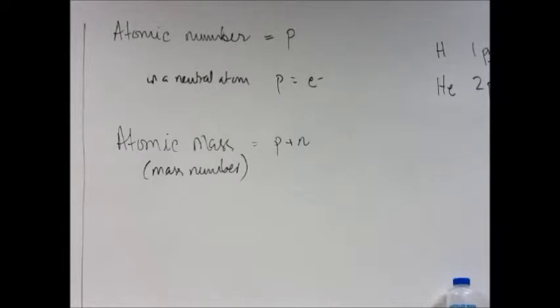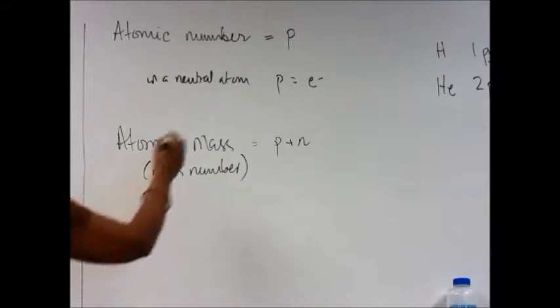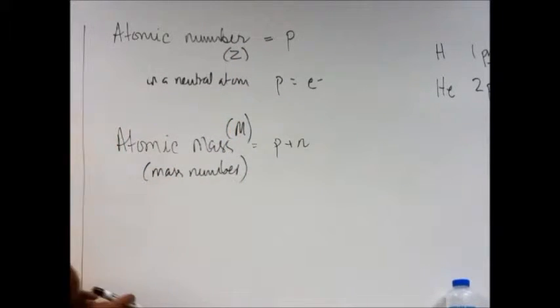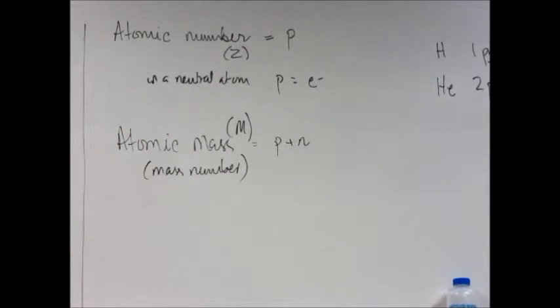So that is atomic number and mass number or atomic mass. Atomic number is given by Z, and atomic mass is given by M. If this is one piece of information you would like to forget, I will have no problem with that. This is one of the most trivial pieces of information you can ever have.